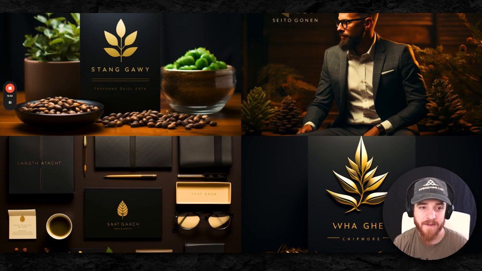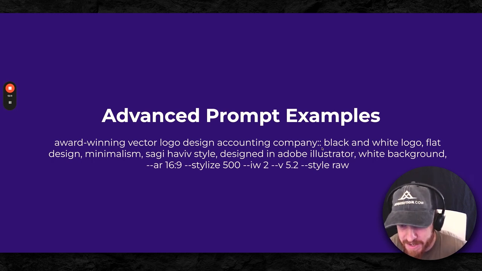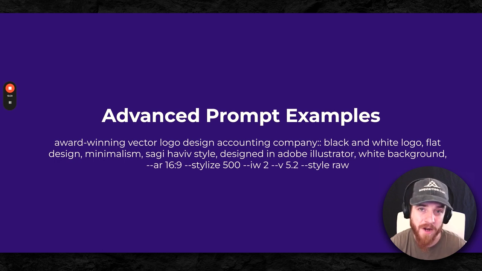Here's a logo mock-up. So you can see here, I wanted to really go heavy on this and see what I can produce, messing around with some of the image weights and some of the stylizing. And you can see here, the image weight of 2, so I brought it all the way up to the max. So the image weight really just customized and added a lot to it. And this is for an award-winning vector logo for an accounting company. Notice where I put the colons. Again, I want you to pay attention to these colons and where I'm dropping these colons at. This is the 2 colons after there. I ended it there and I put black and white logo. Flat design, minimalism, Sagi Habaviv style, designed in Adobe Illustrator, white background, aspect ratio of 16:9, stylized of 500 with an image weight of 2 and version 5.2 with a style of RAW.